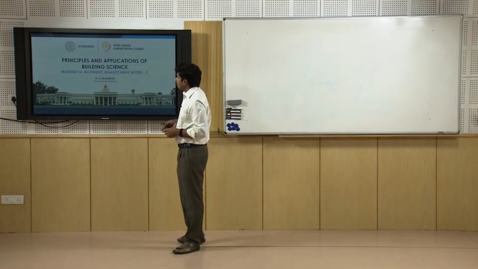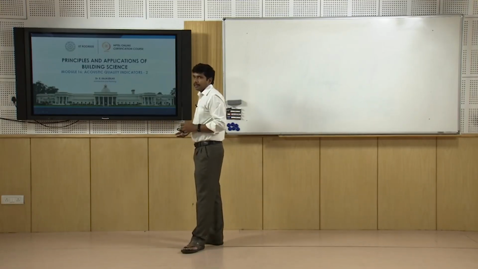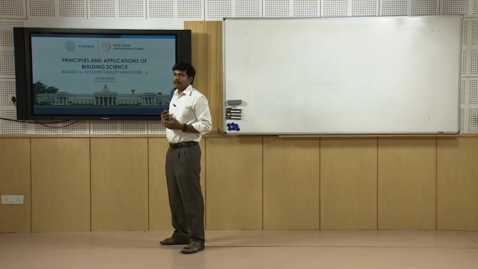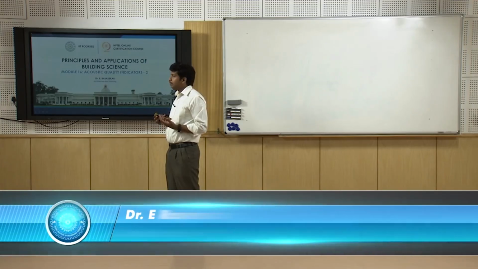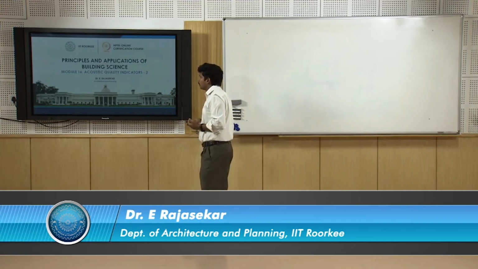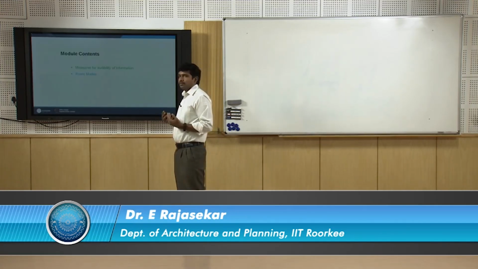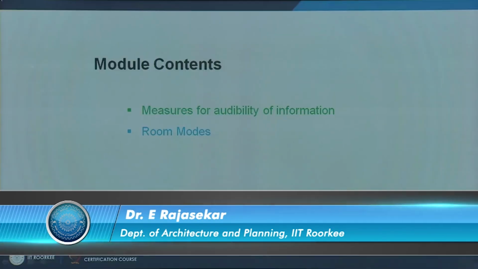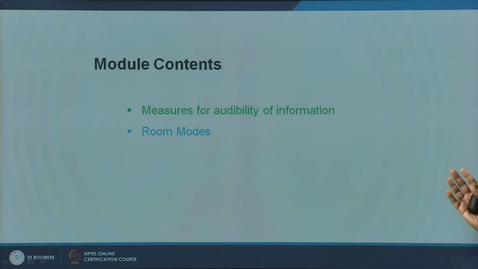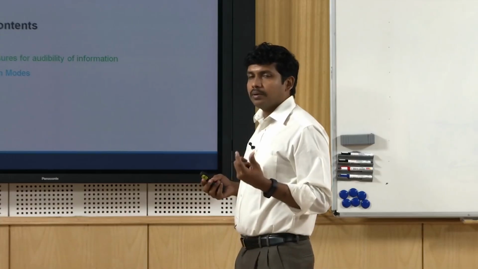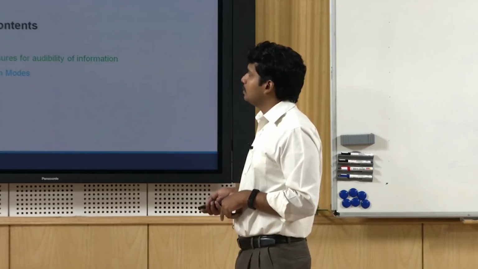In the last module, we looked at a few acoustic quality indicators, which included indicators of background noise level. We also looked at a major component called reverberation time. We have a few more indicators which we will address in the current module. These are measures for audibility of information, how audible the information is. Then we will talk about an important factor called room modes.